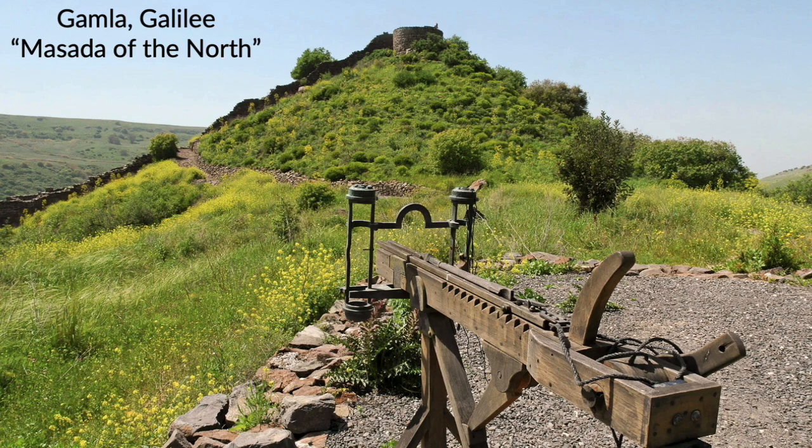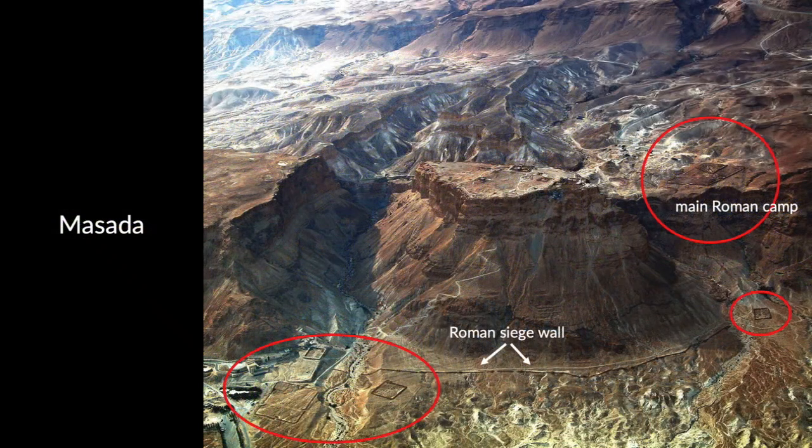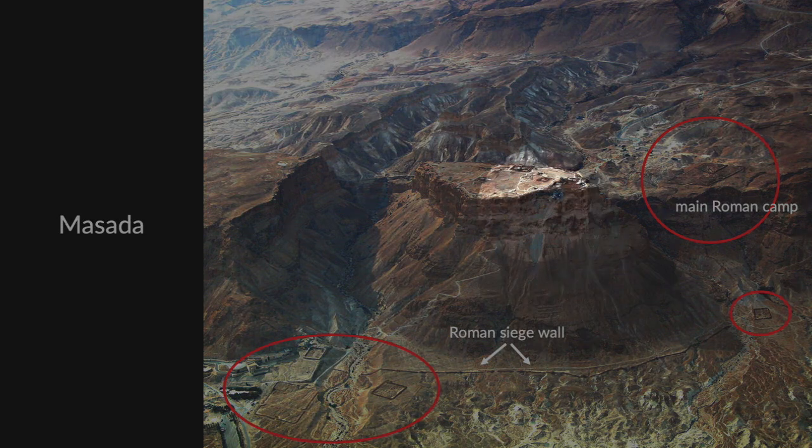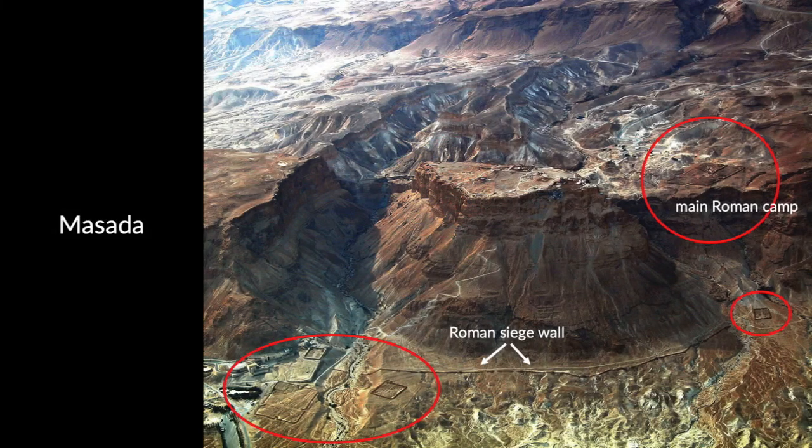Let's talk about the actual Masada itself. This is an aerial view of Masada. Masada is down by the Dead Sea, a pretty desolate area. Masada is this fortress up here on the top. It was built on top of this hill. On every side, you've got a pretty steep incline, so it's really, really difficult to get up there.